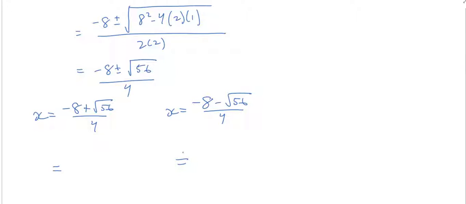And you can try these. If you have your calculator handy, you can try them on your calculator just to check and make sure you're doing it right. But I'm going to speed us along here a little bit. This one works out to negative 0.13 rounded, and this one works out to negative 3.87 rounded. We good? All right.